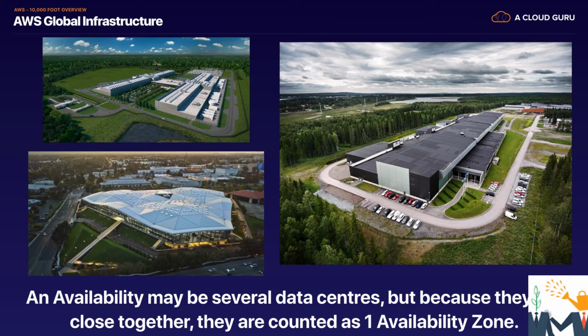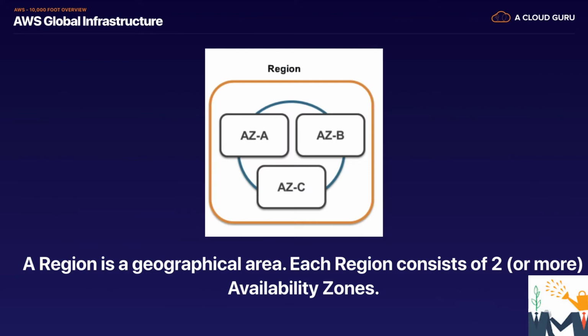Now, an availability zone actually may be several data centers, but if they're really close together, they're going to be counted as one availability zone. So one availability zone could be 2 or 3 data centers that are all within, say, a couple of miles of each other. That way, if there is a flood, it might take out all 3 facilities, so it might take out that availability zone. But then you'll have another availability zone that will be 100 miles away. And if it floods in one area, it's not going to affect the other area. So you're going to have different availability zones in different regions.